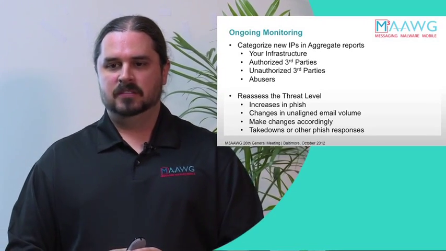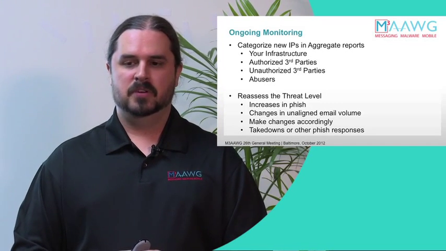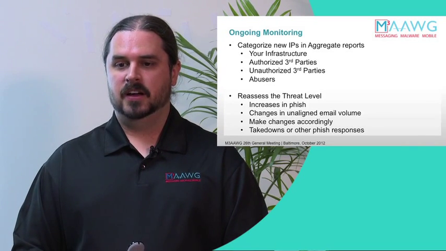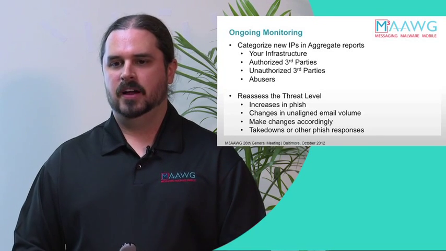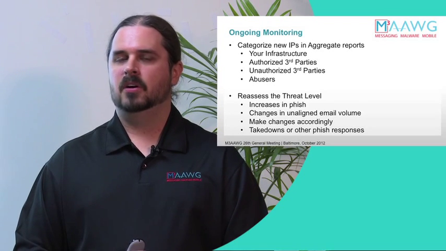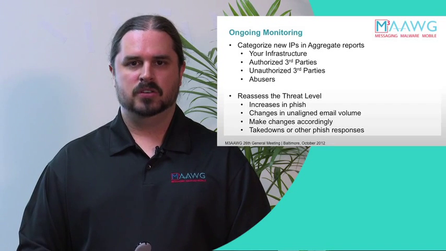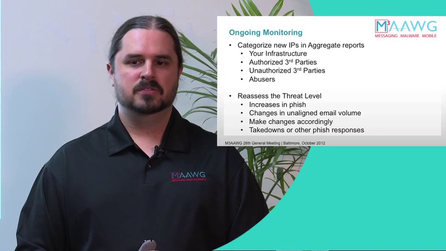So if you find no deltas in the IP addresses sending your mail from your most current report to the previous ones, then there's really nothing else to do. If you find changes, if you find new unauthorized third parties that you're not sure are abusive or not, if you find an increase in abuse, or if you find an authorized third party has changed their infrastructure and is no longer in compliance, then you have some work to do. Every day you should reassess the threat level based on those deltas.